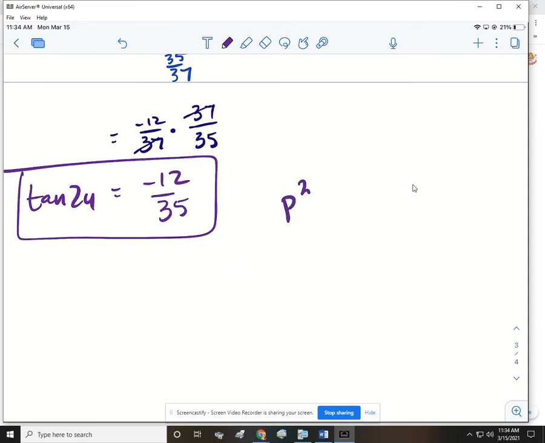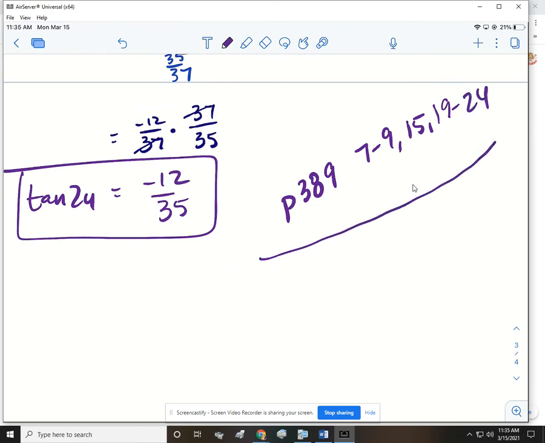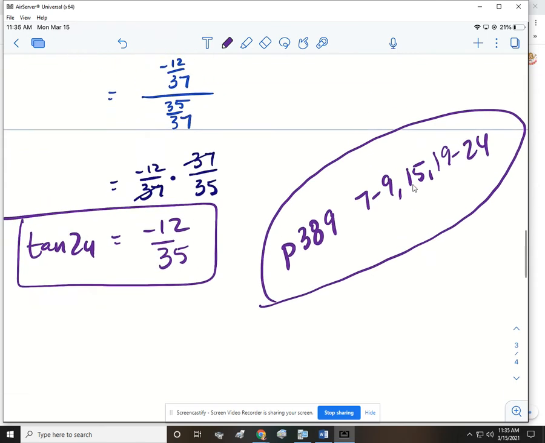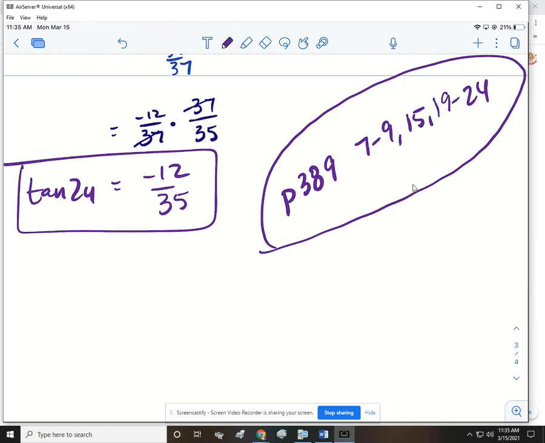Now, if you wanted to, we could have used that tangent double angle formula and it would work. I just don't particularly like it. And it's not on the reference sheet of your challenge exam, so you would have to memorize it to be able to use it on the challenge exam. Okay, so on page 389, I want you to do those problems.